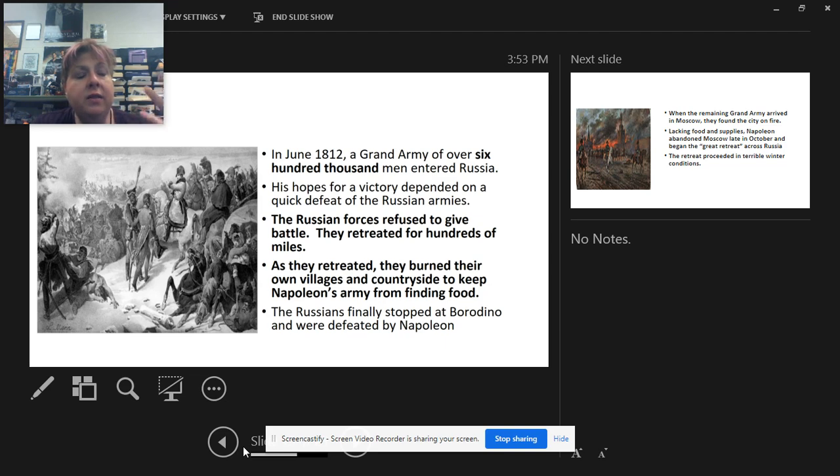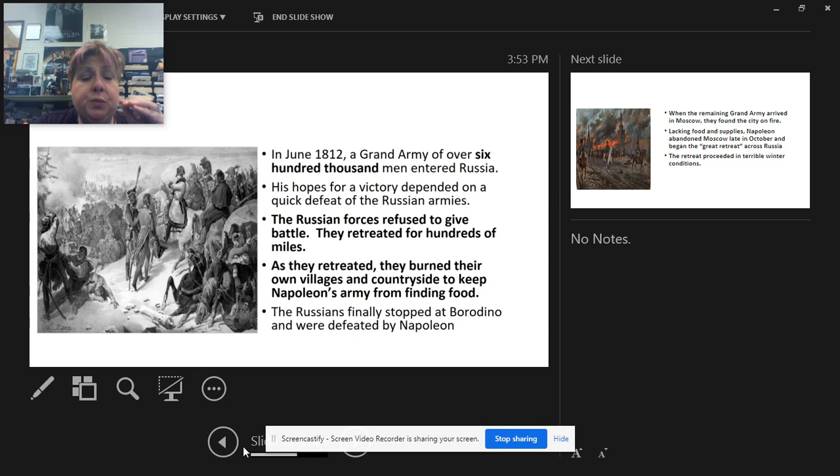So all of these people enter into Russia, and he's hoping for a very quick defeat. But he can't. Also, this is the second thing that we have to give him just a little bit of patience on. There's no way that we can understand the level of crazy that he's about to hit with Russia.